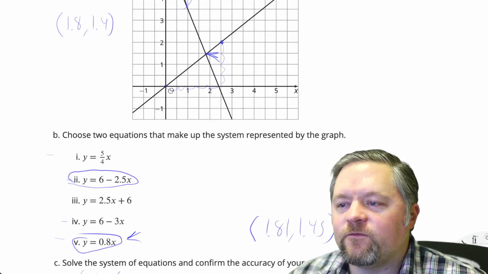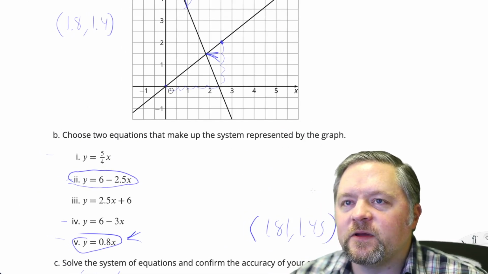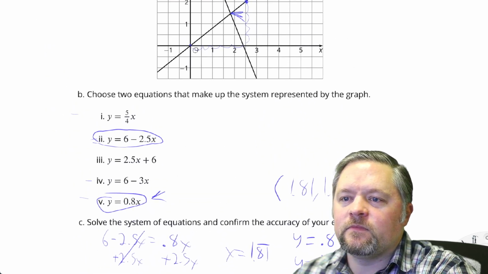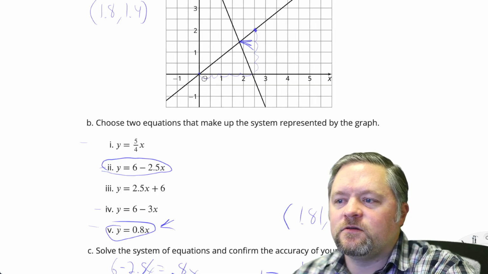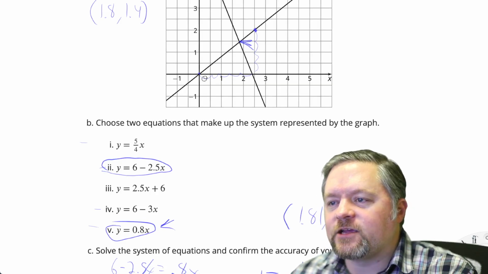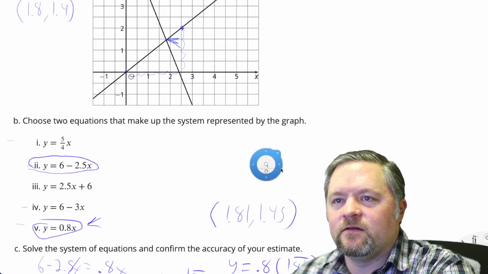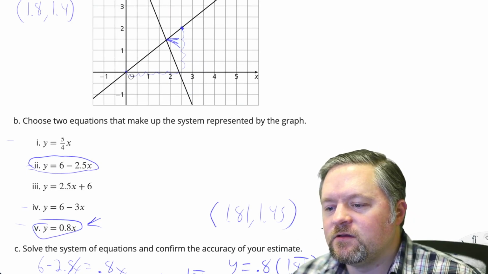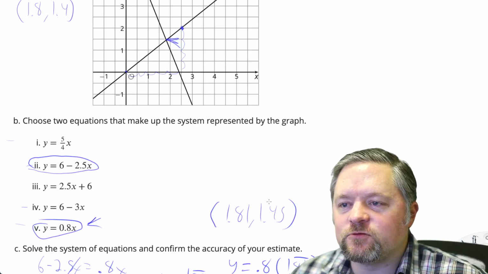1.8 and 1.4. So they were both a little bit low, but they were close. Much more accurate when we find our actual points, find our equations, solve them, and find the actual solution.